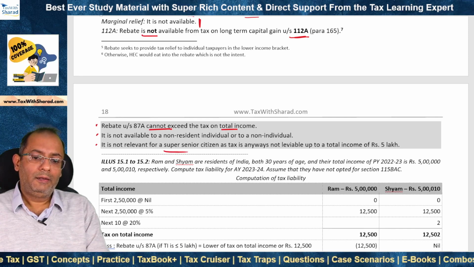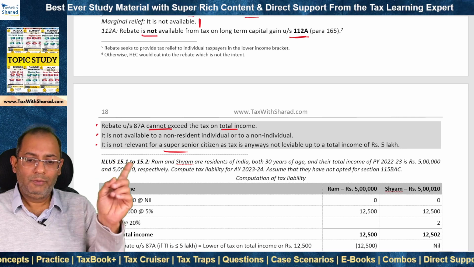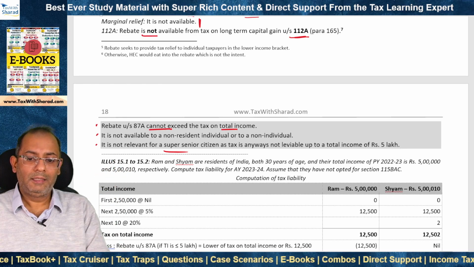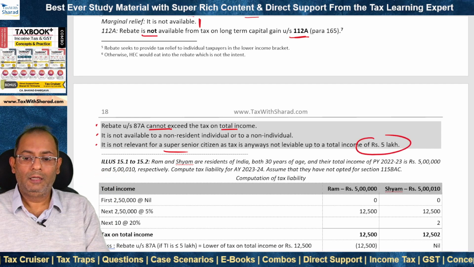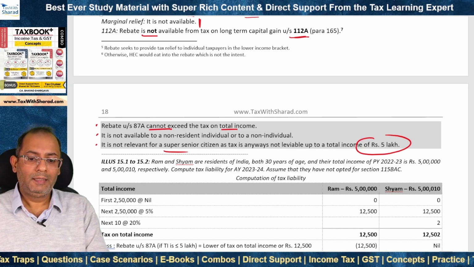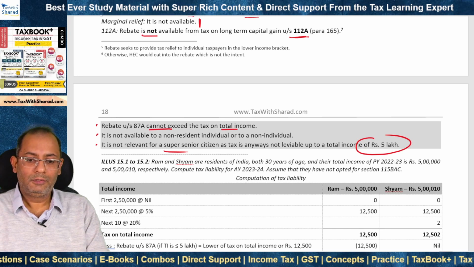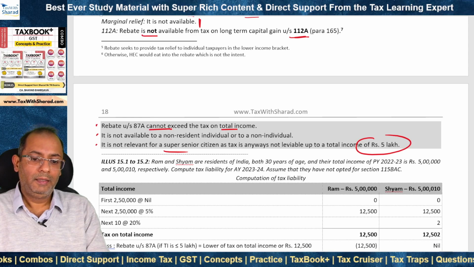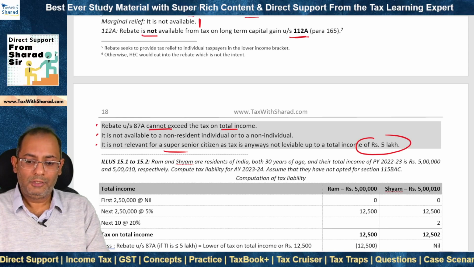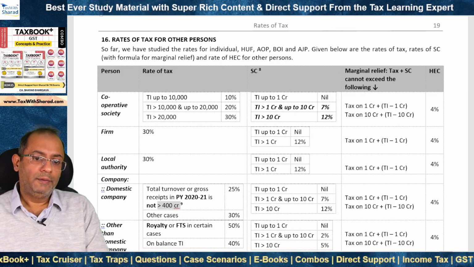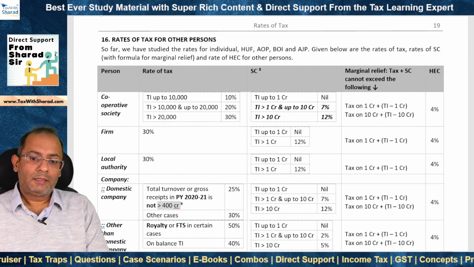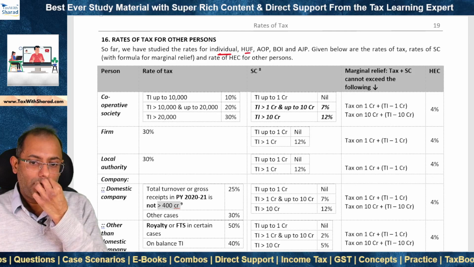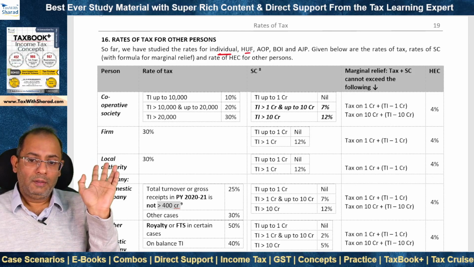And rebate is not really relevant for a super senior citizen, as we discussed some time back that tax is anyways not leviable up to a total income of 5 lakh because that's the basic exemption limit in the case of a super senior citizen. And therefore rebate under section 87A is not really relevant for such person. Okay. So far we discussed the rates for individual, HUF, AOP, BOI and AJP.